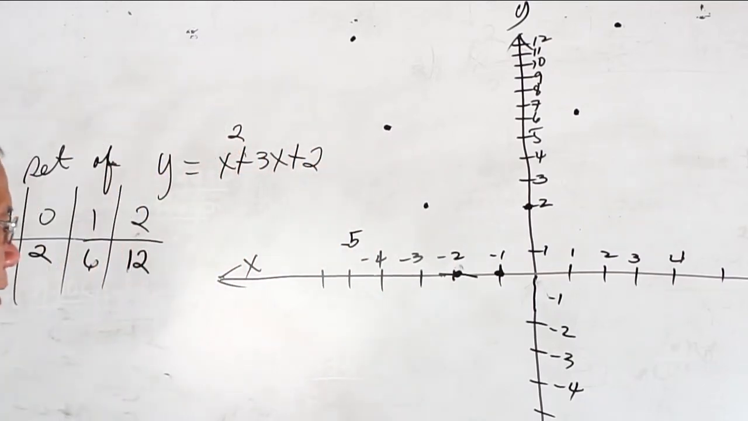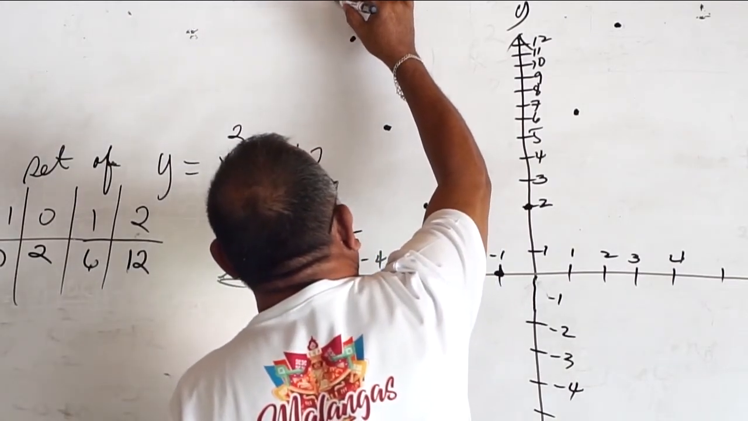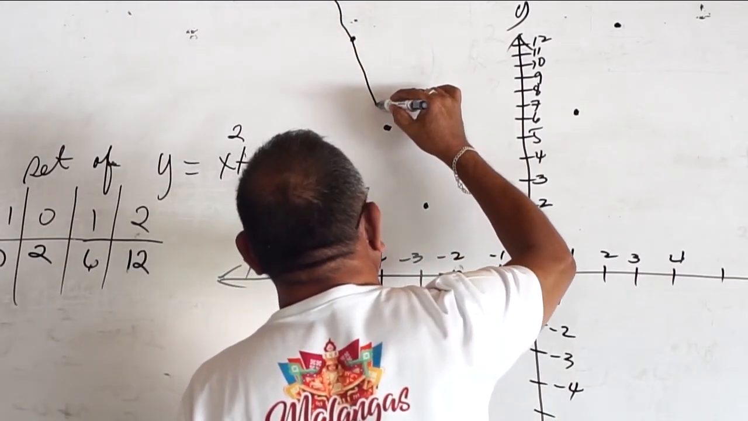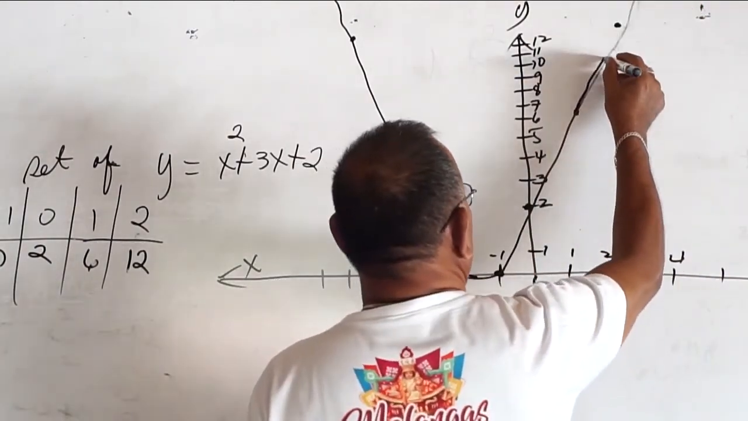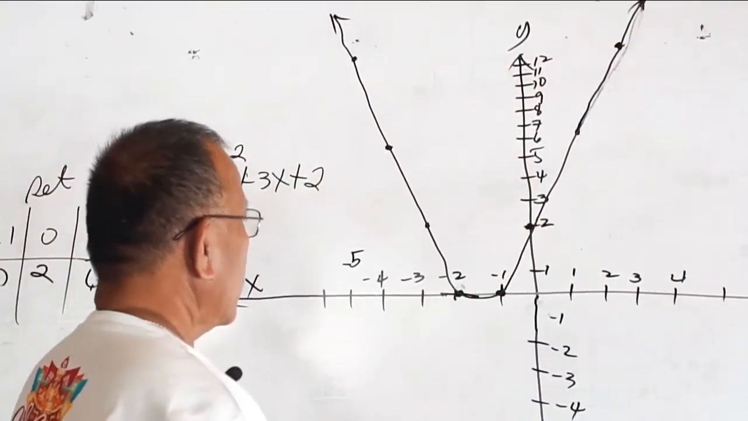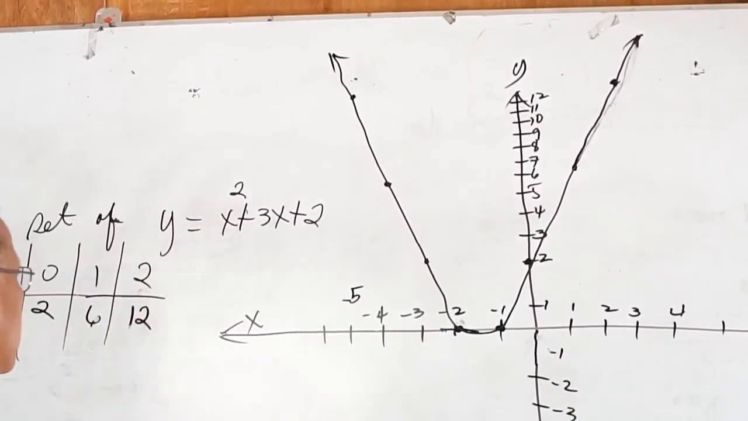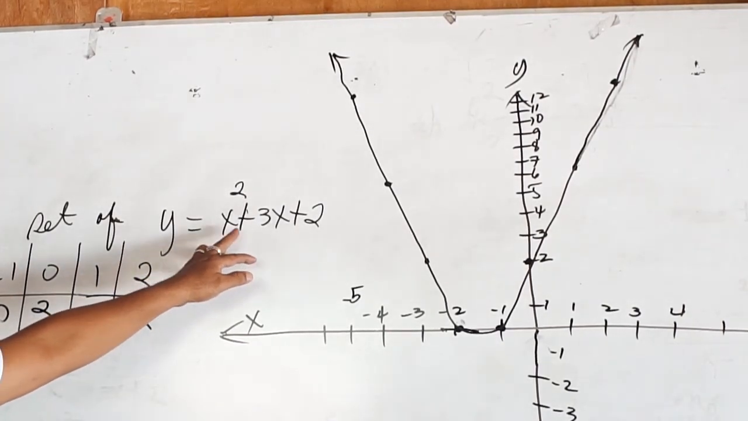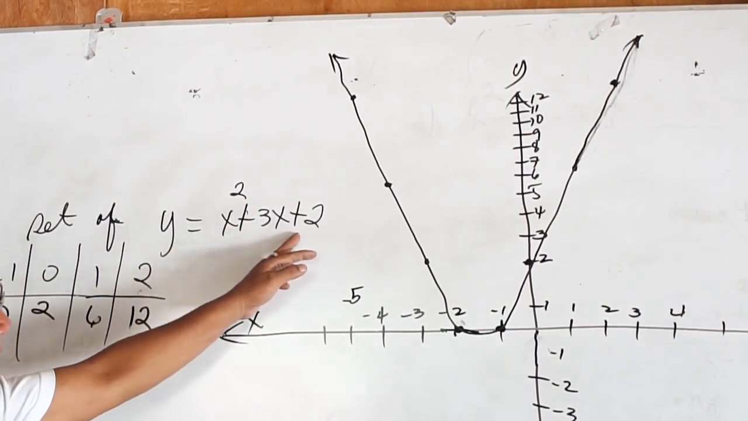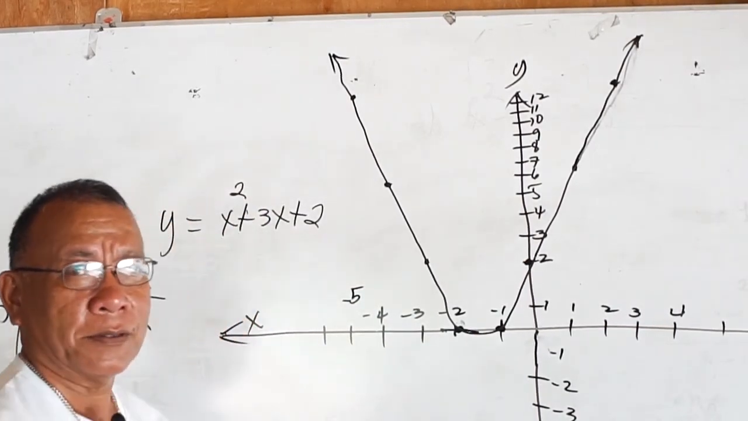Then after plotting the points, connect the line. Okay, this is now the line. So this is now the graph of the equation y is equal to x squared plus 3x plus 2. The form of the graph is a parabola.